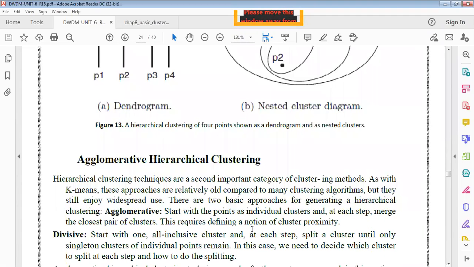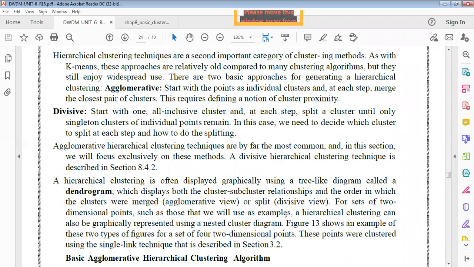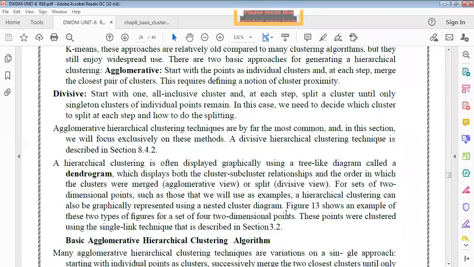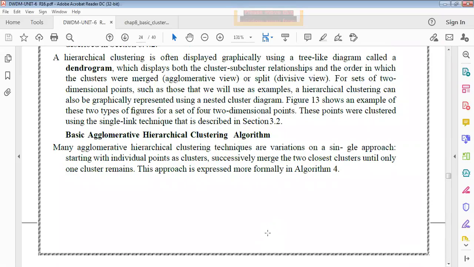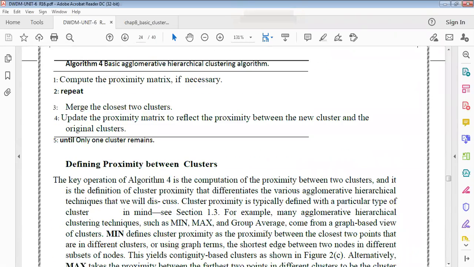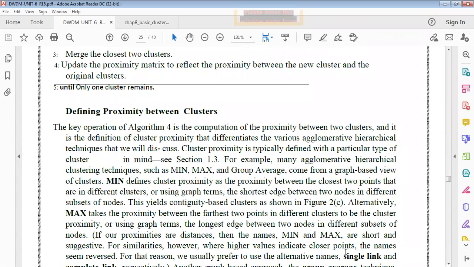Next class we will continue with agglomerative clustering and DBSCAN. Thank you. If you have any doubts regarding this, please write in the chat box, and we will explain again.